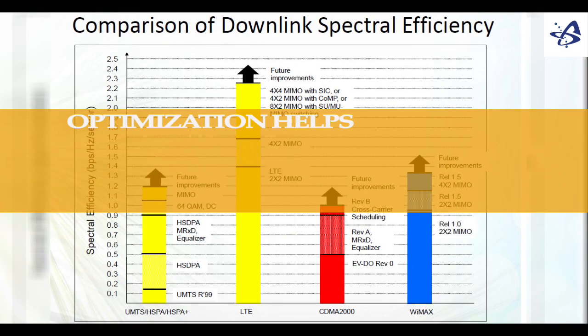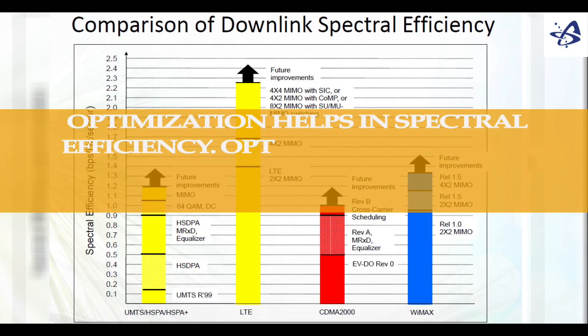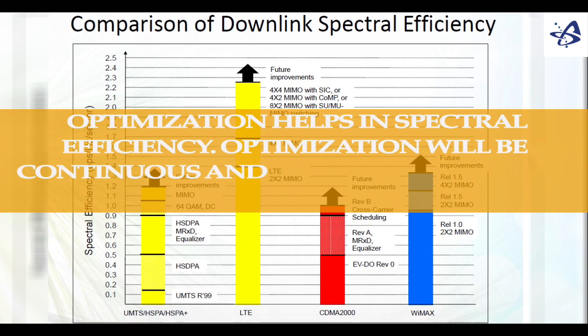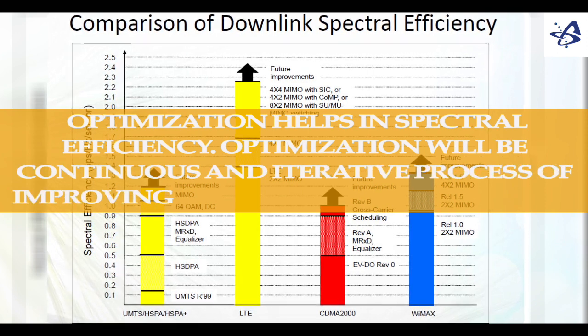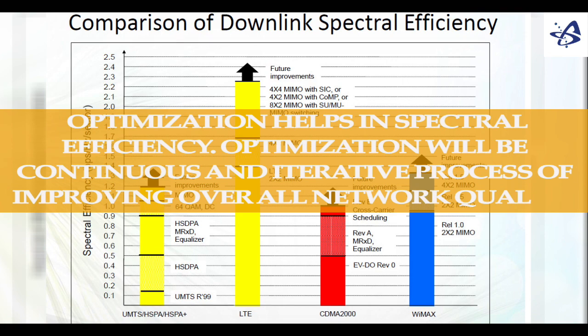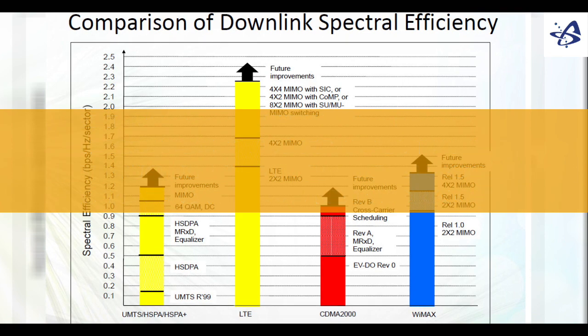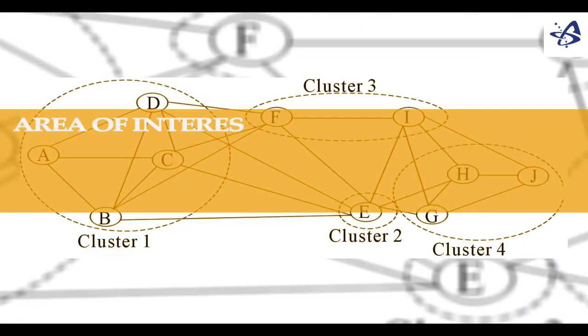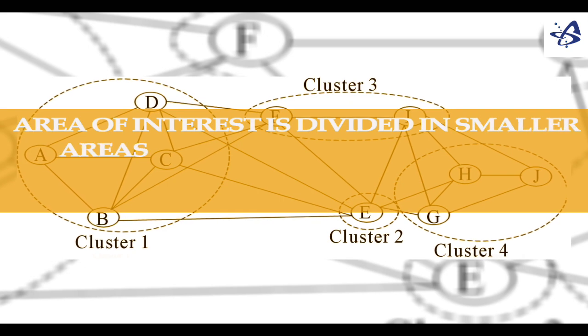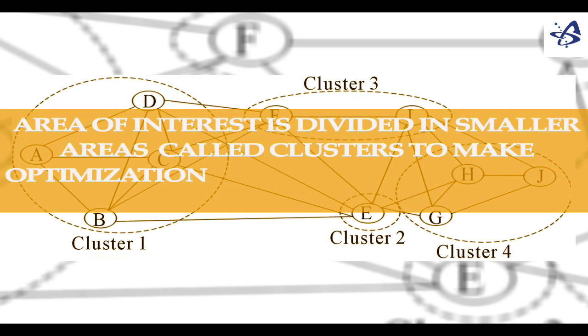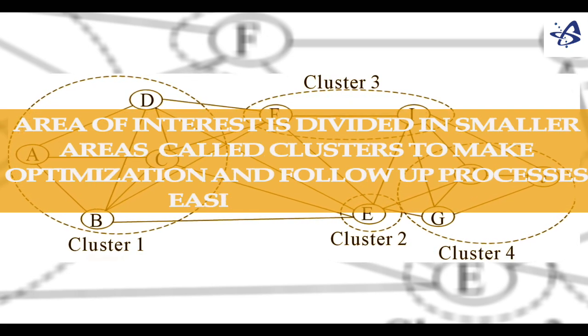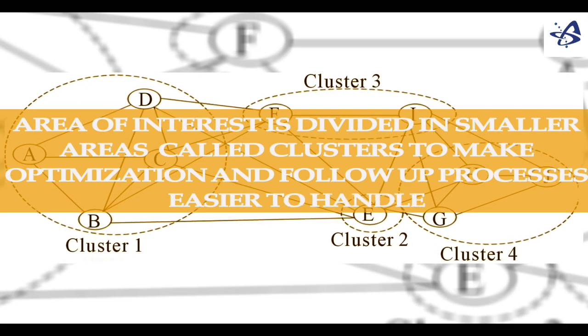Optimization helps in spectral efficiency. Optimization is a continuous and iterative process of improving overall network quality. The area of interest is divided into smaller areas called clusters to make the optimization and follow-up process easier to handle.